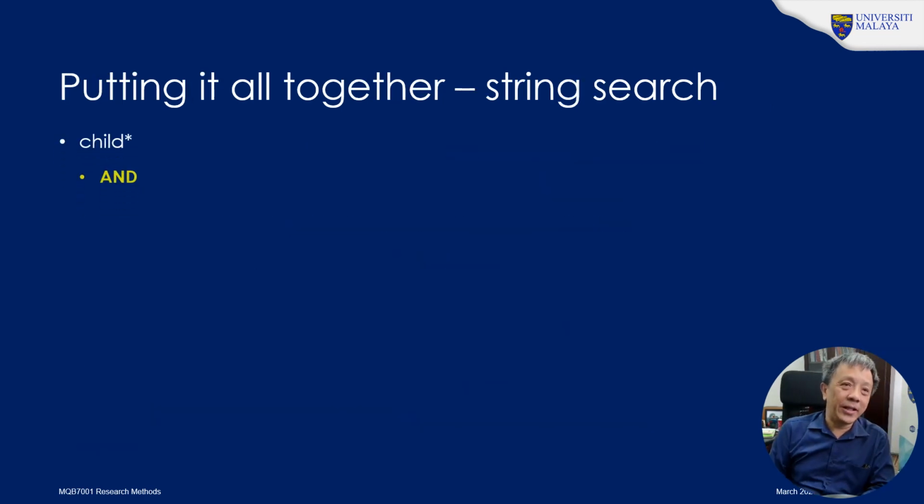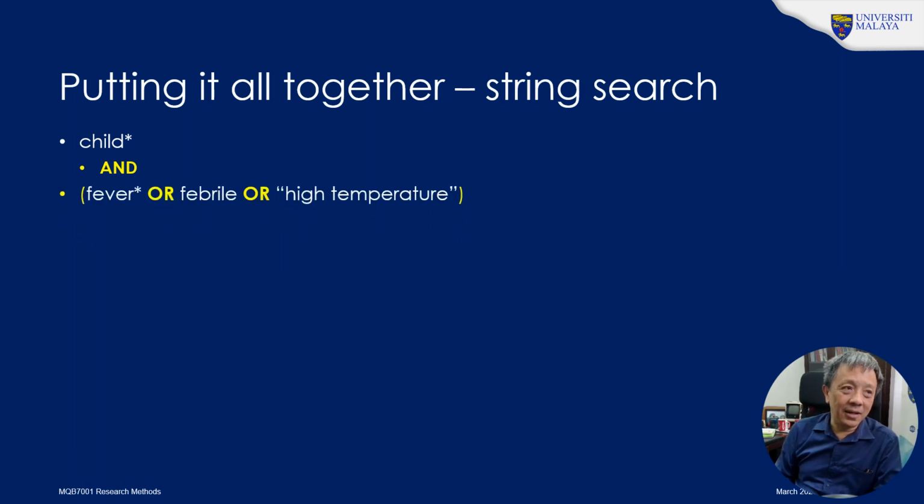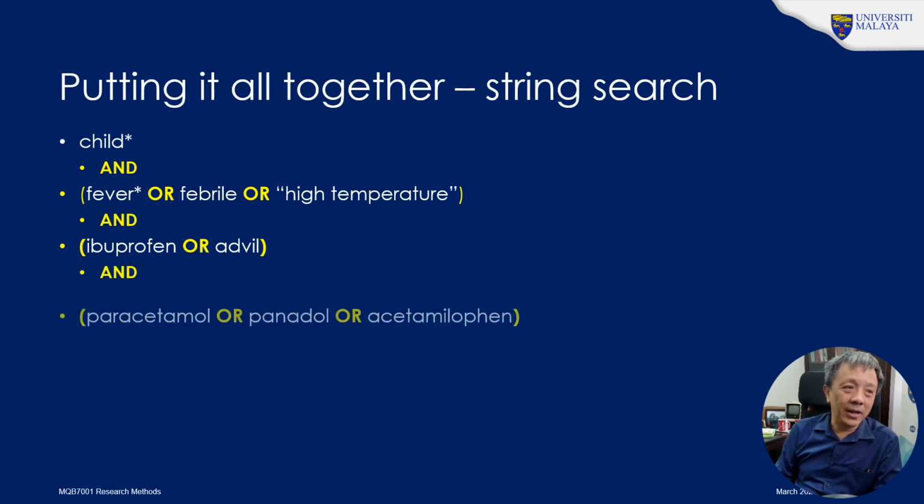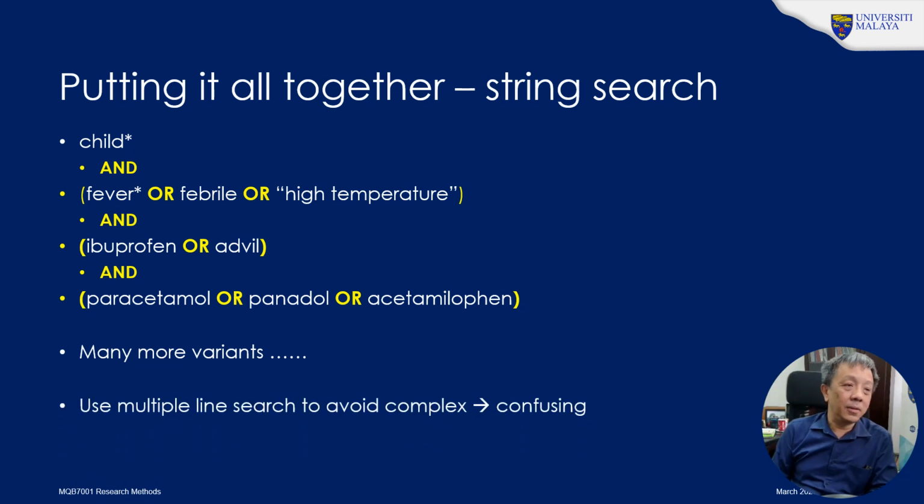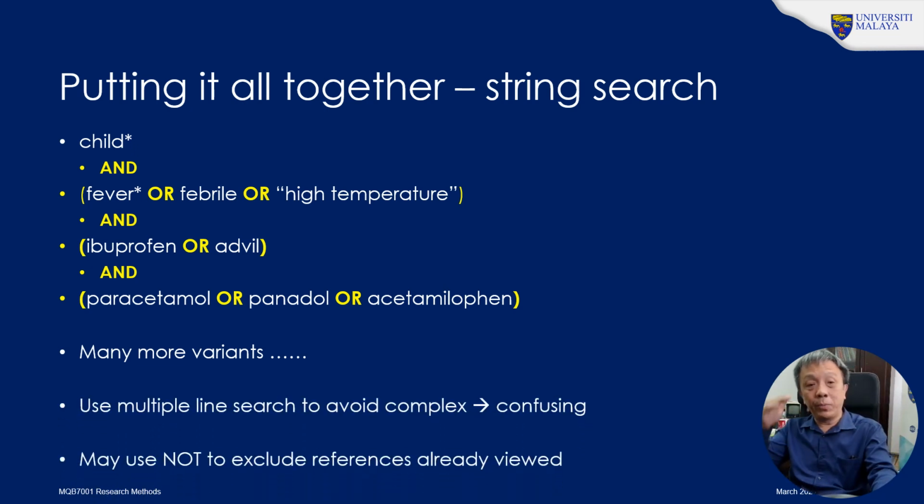So let's put it together. Child and fever, febrile, high temperature, and ibuprofen or Advil, and paracetamol. So the idea is that if you look at PICO, within the P you use or. If you want to join the P and the I, you use and. So you use and for P and I, C and O when you want to join all four of them together.